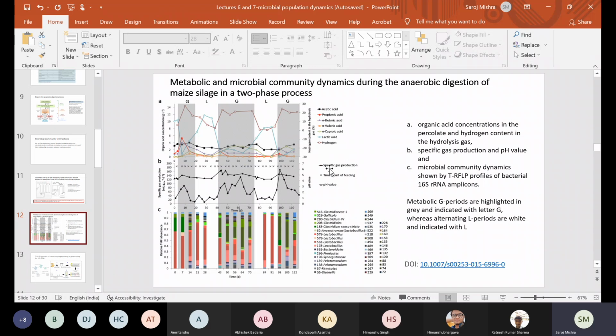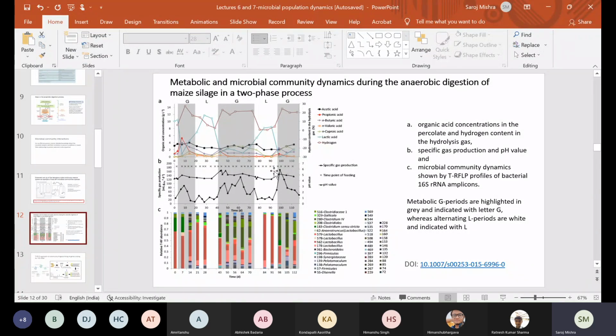And specific gas production is how much hydrogen gas. There is no methane. So specific gas production is the hydrogen gas which is produced per total solids per day. So that is what we mean by specific gas production per gram of the solids which are contained in there, which are fed into the bioreactor.